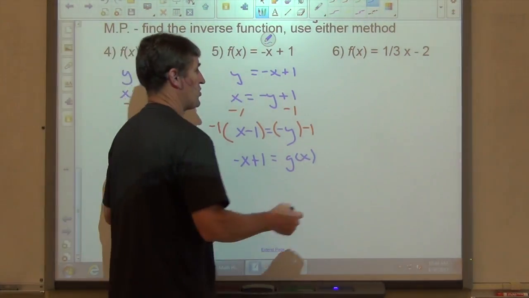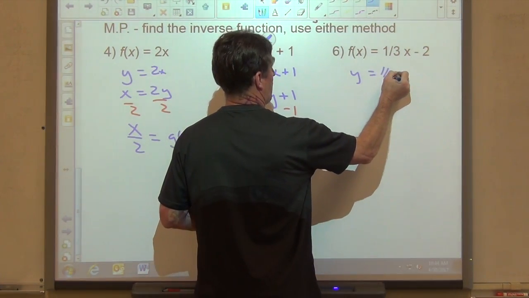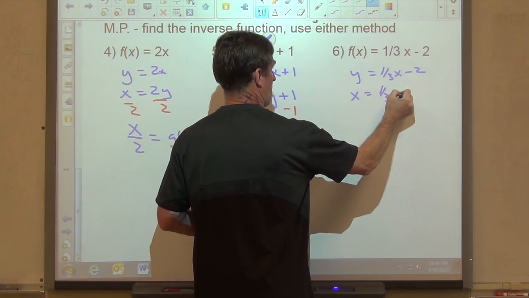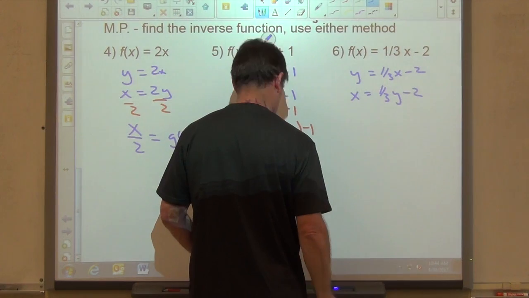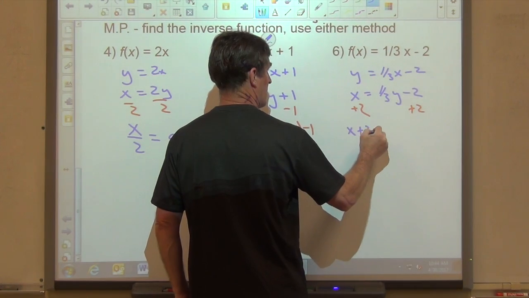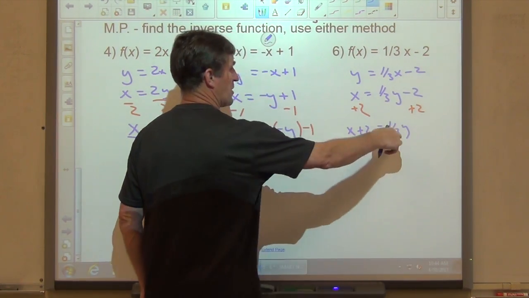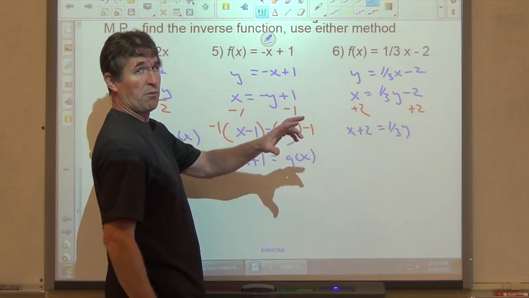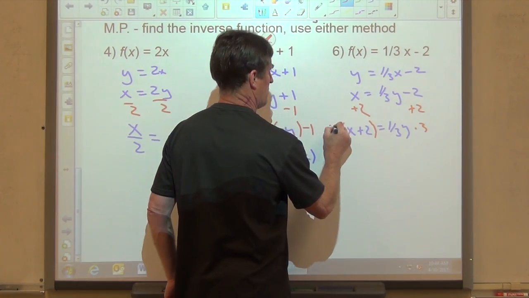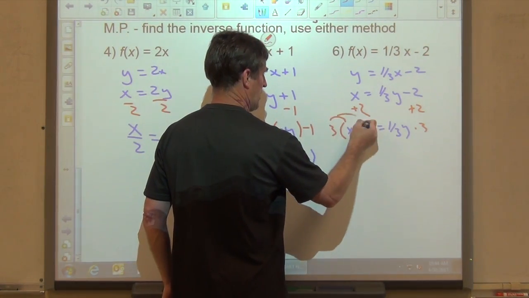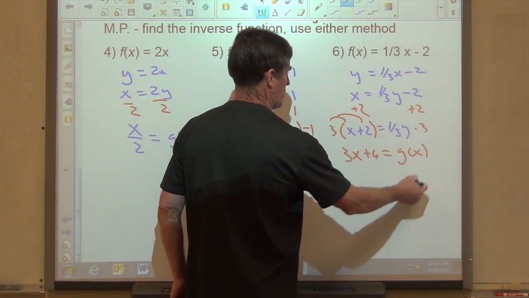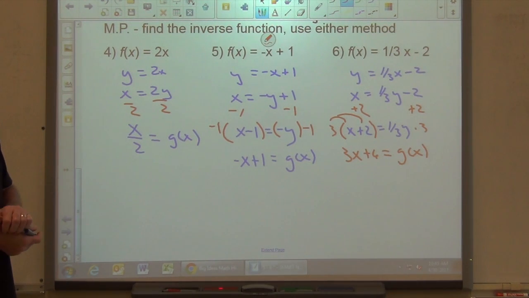And then the last one, you should have had y equals 1/3 x minus 2. Switch the x and y. So we would first of all add 2. And then remember, it's multiplied by 1/3, so you divide by 1/3, but remember, multiply by the reciprocal. So I'm going to multiply this side by 3. You multiply the whole thing by 3, so you distribute that, and you should have gotten 3x plus 6 equals our inverse function, g of x. So hopefully that makes sense.